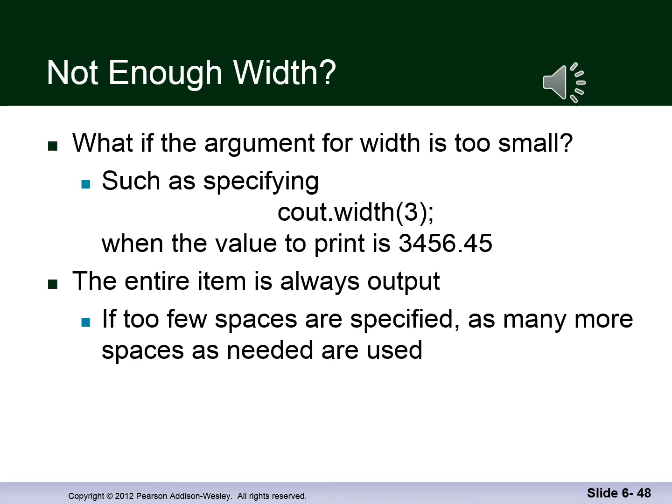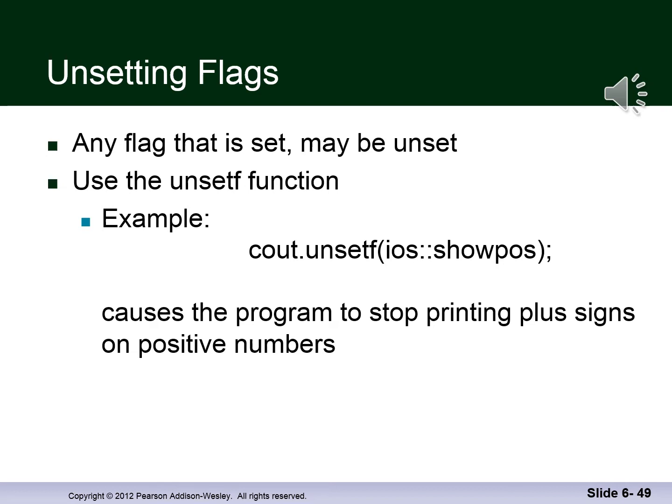The flags you set are like toggle switches. When you turn them on, they stay on, and you have to turn them off or unset them. Any flag that is set can be unset with the unsetf function. Here's an example of unsetting the showpos flag, which shows a plus sign in front of positive numbers. unsetf will cause the program to stop printing plus signs in front of positive numbers.